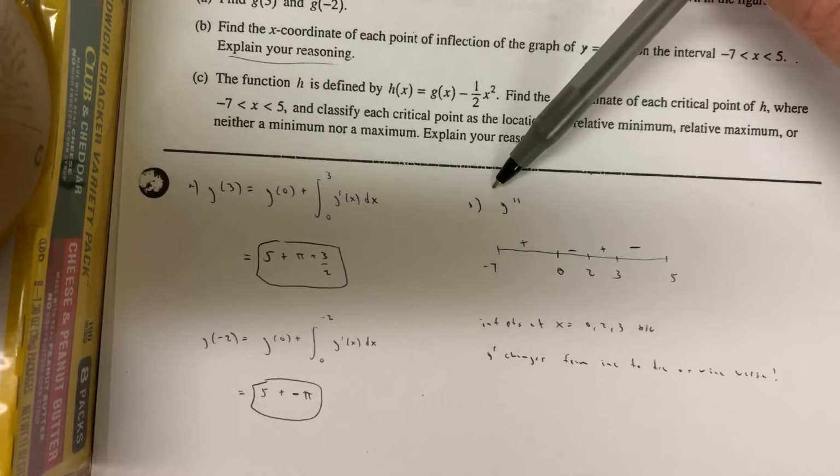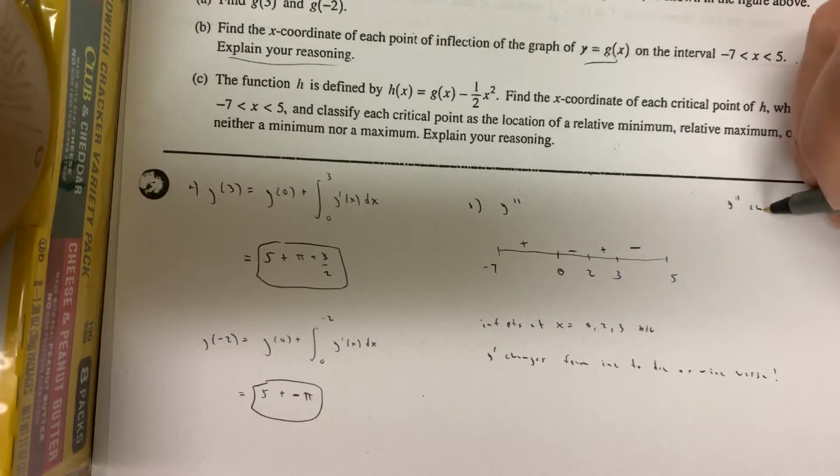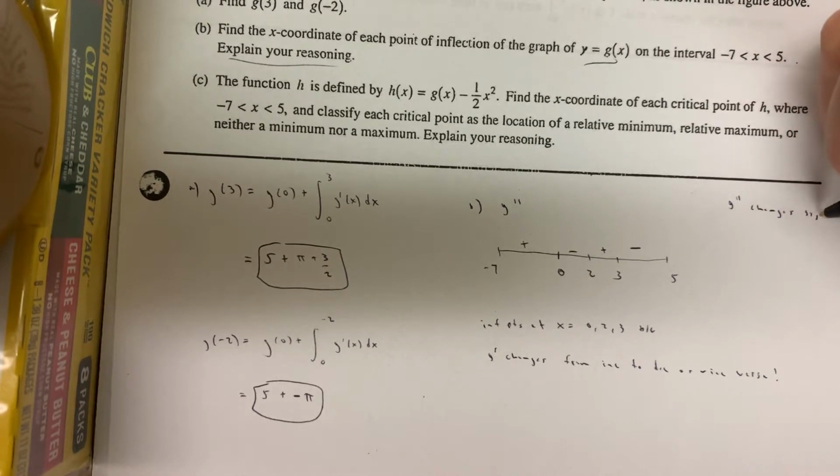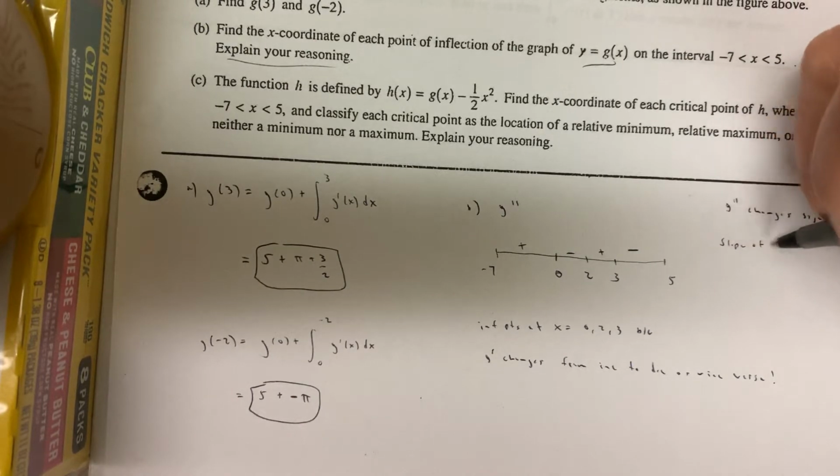That's how I knew. People want to say G double prime changes sign, right? G double prime changes sign. Well, how'd you know G double prime changes sign, okay? Because you saw the slope of G prime change sign. Slope of G prime changes signs.